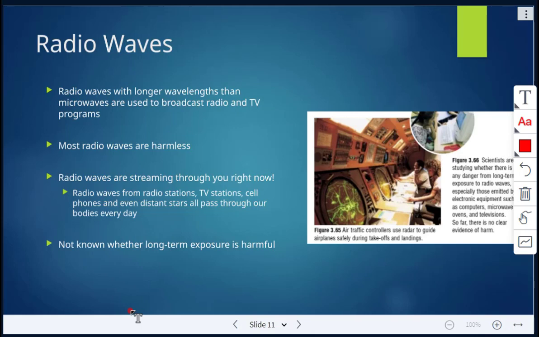All right, so continuing the radio waves. Radio waves that have longer wavelengths than the microwaves can be used to broadcast radio and TV programs. And most radio waves are harmless. They're actually streaming through us right now from radio stations, TV stations, cell phones, even the distant stars. All that radiation, those radio waves, are passing through our bodies every day. But it's not known whether long-term exposure to those radio waves is harmful. Okay, so here we're just seeing how air traffic controllers are using radar to guide airplanes safely during takeoffs and landings.